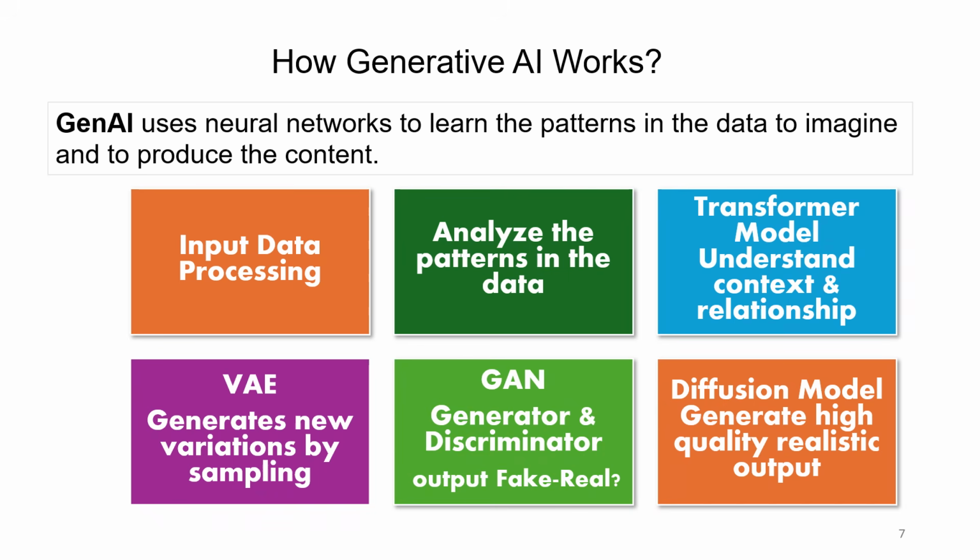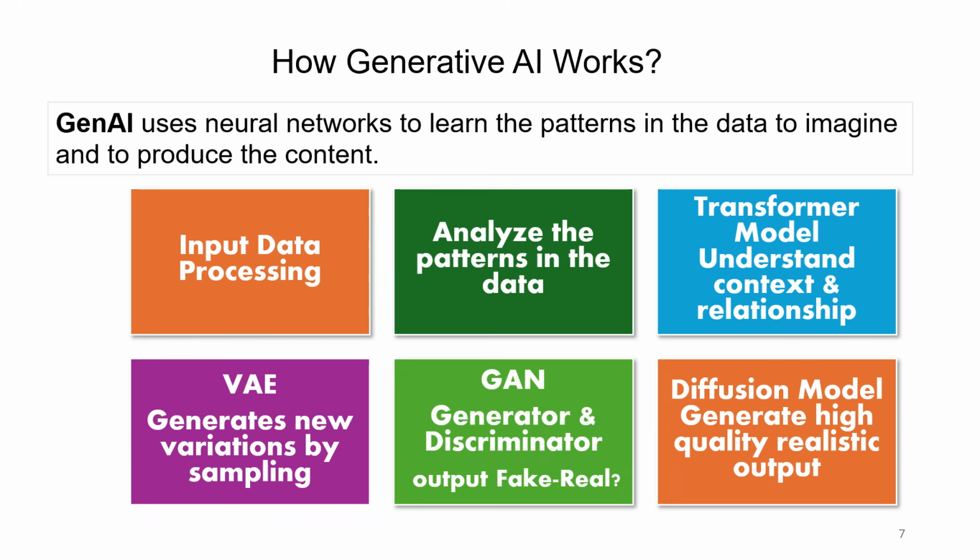Transformer models are generally used for text generation. Transformer models consisting of embeddings, positional encoding, and attention mechanism are used to understand the context and the relationship between the words in a sentence. The input data is fed to the embedding layer and a feed forward neural network to generate the output.